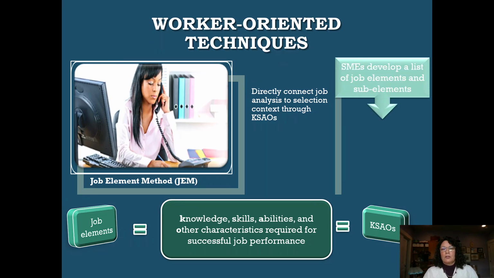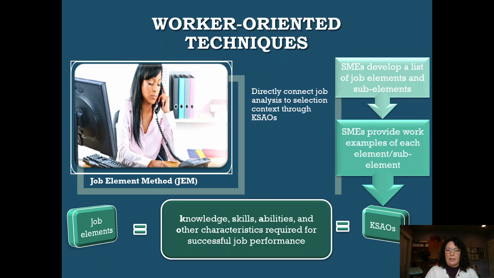So to achieve this goal, we're going to get subject matter experts to develop a list of job elements and sub-elements, and then they're going to provide work examples for each of those elements and sub-elements. So they're going to show us the thing that the clerk typist typed, or they're going to show us a person steaming milk, right? So they're going to show us what that task is. So it might be an output, something like here's a spreadsheet that's been filled out, or it might be an action that you would observe and record.